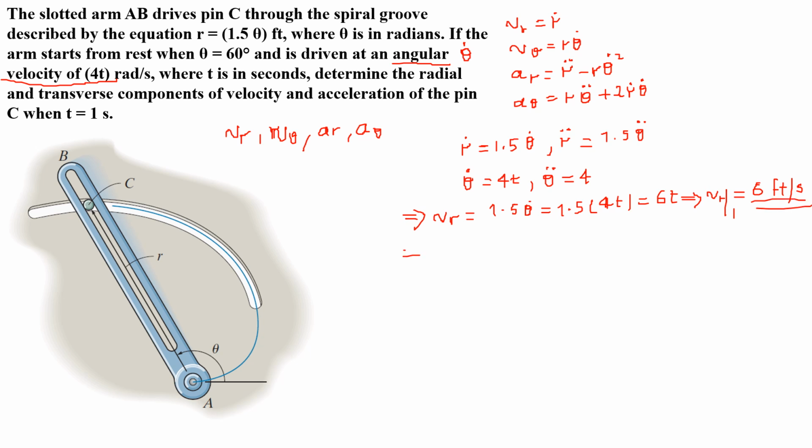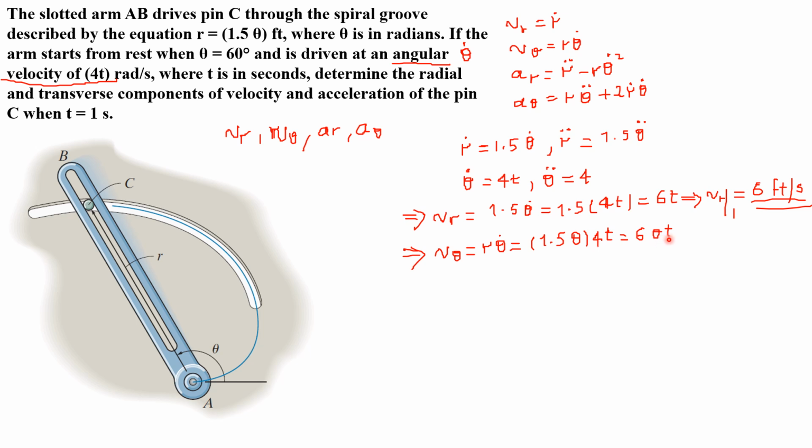Now for V theta, the transverse velocity, V theta is r theta dot, where r is 1.5 theta and theta dot is 4t. So we have 6 times theta times t. We want to find the transverse velocity at time equal to 1, but here we have a problem: what is theta? We need to find theta at time equal to 1. Try to think, how can we do that?